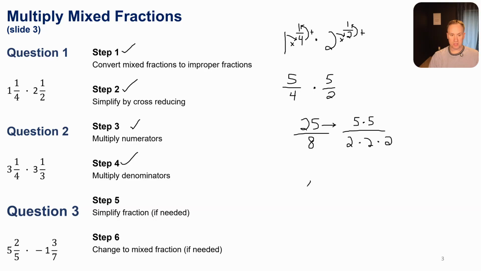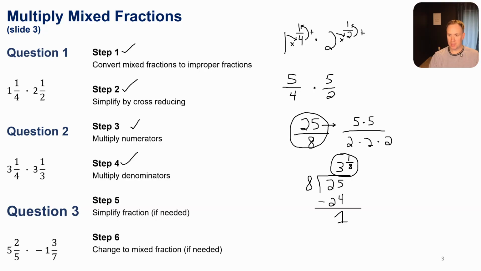However, we can change this to a mixed fraction. So I can do 8 into 25 here. 8 goes into 25, 8, 16, 24, goes in 3 times. 3 times 8 is 24. 25 minus 24 is 1. 1 is now the remainder. That becomes the new numerator. And our denominator stays the same denominator. So our answer in mixed fraction form is 3 1/8. And in improper fraction form, it's 25 over 8.